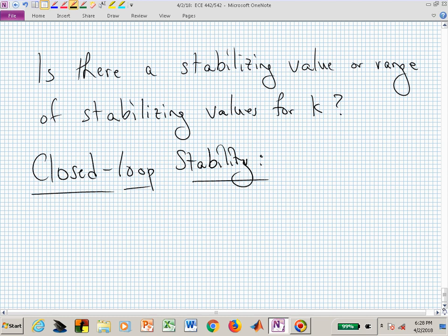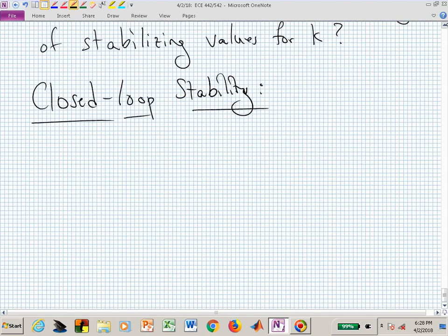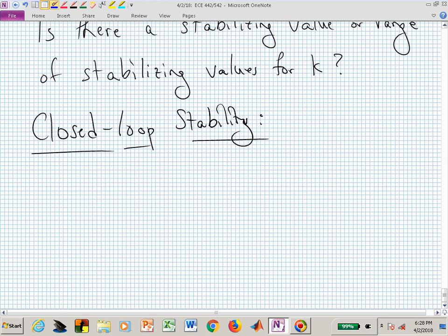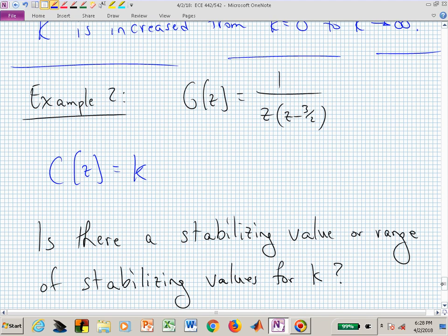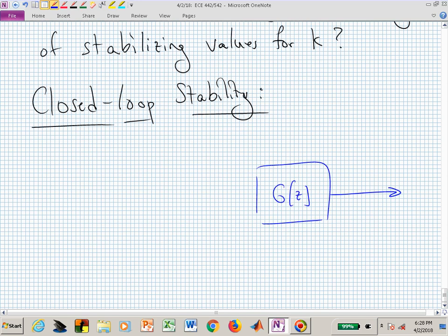If we're interested in closed loop stability, what's the figure that you might be seeing now in terms of what we're talking about? Block diagram. What kind of block diagram do you see if we now have a closed loop system? Here's G of Z, and we know what that was. That was 1 over Z times Z minus 3/2. We're using a proportional controller. That's now here.